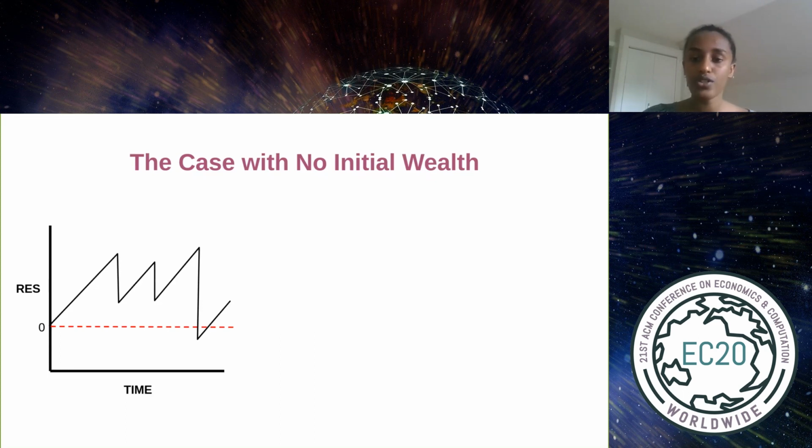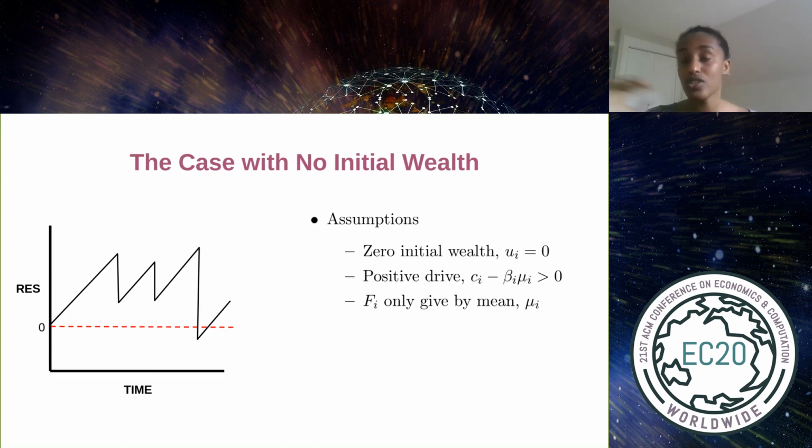And we also assume that agents have positive drift, meaning that the expected change in reserve per unit time is positive. So their ruin probability is going to be strictly less than 1. And we also assume that the shock size distribution, the F sub i, is only given to us by its mean. So we only know mu sub i, the mean of the shock size distribution. We don't really know anything else about it.